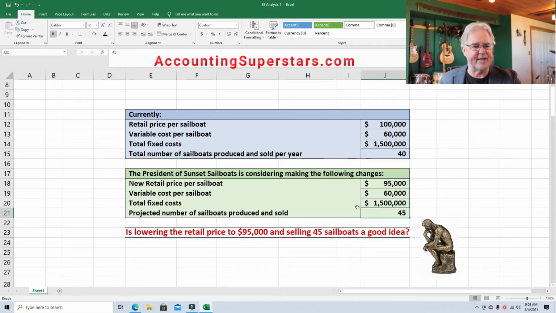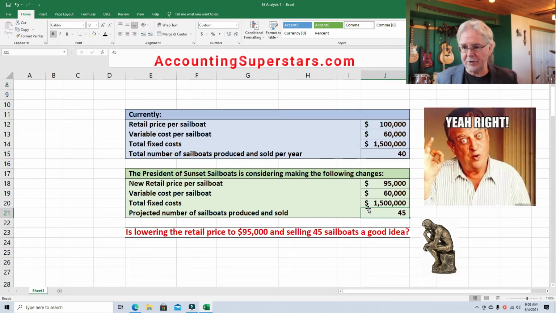So is it a good idea? Now, mathematically, this is a real easy problem, but what I want to do is show you a systematic way of doing it. That way you can not only solve easy problems like this, but you can solve more complicated problems. And if you learn how to do this, even the complicated problems are easy.